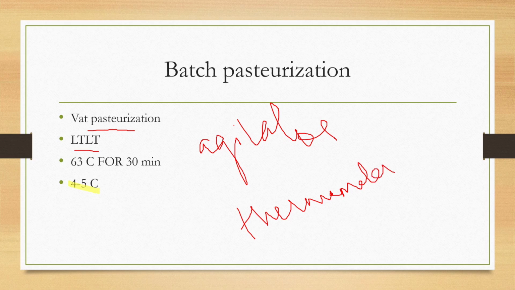Now, talking about the advantages and disadvantages of batch pasteurization, it is suitable for small operations, and the process is very simple, and no milk is lost during this pasteurization process. But when you get to the disadvantages, as we all know, it is a long time process. The time taken for this process is very high. We use a vat pasteurizer, and the cleaning process is also very tedious. So that's all with the disadvantages of batch pasteurization.